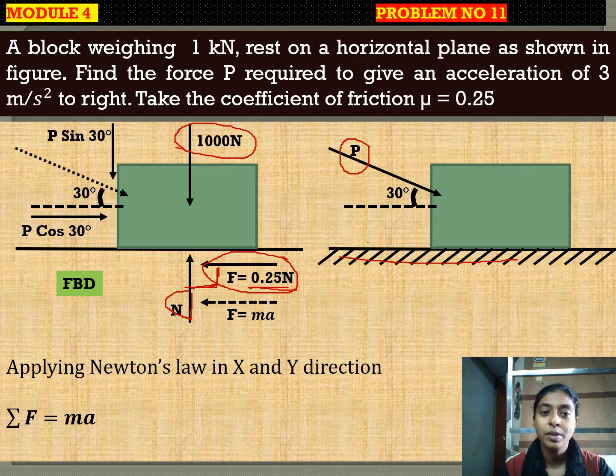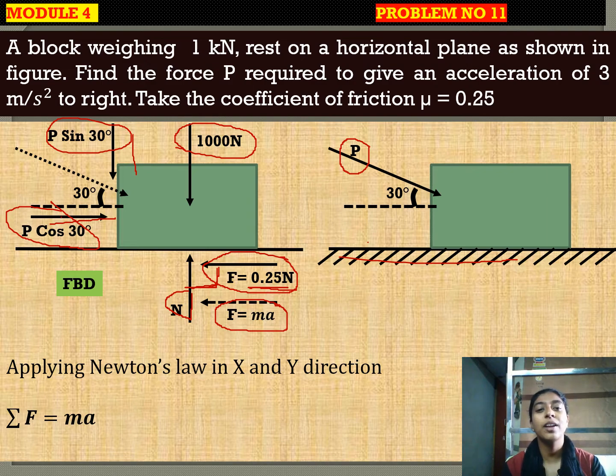So horizontal component is P cos 30 and vertical component is P sin 30. You can see the direction. Horizontal direction is like this and the vertical direction is like this. Now we have to write the inertia force. That is, inertia force will act opposite to the direction of motion. So this is inertia force, F is equal to mass into acceleration.